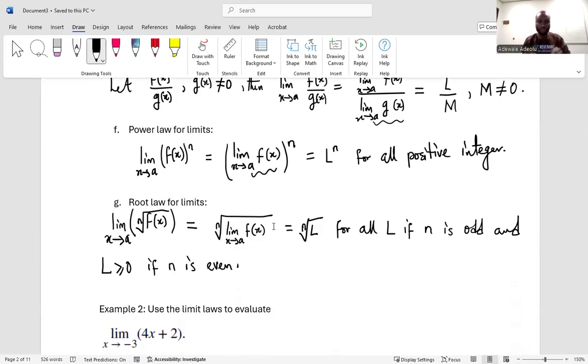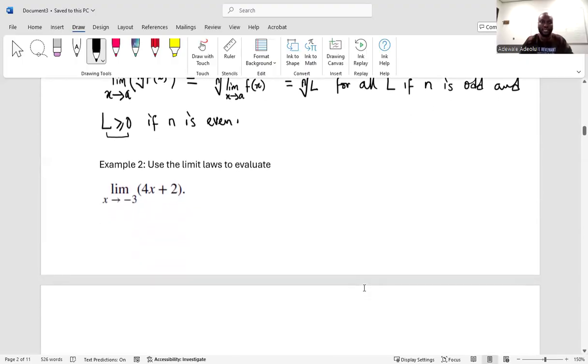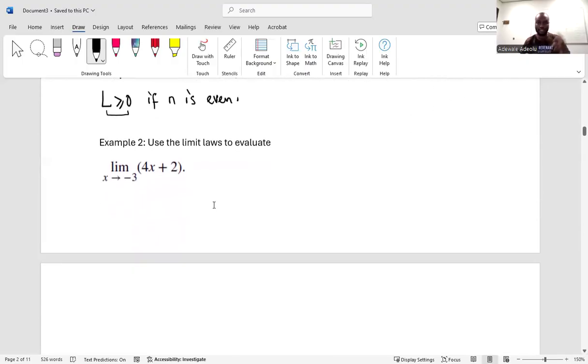And for the root law, which we just considered, just make sure you move the limit inside, but know that that law holds for all values of L if your positive integer n is odd, and it is only taking the positive value of your limit L if your n is even, positive or 0. Okay, let us make use of these laws.